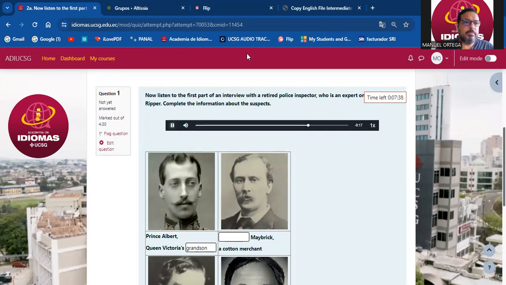Grandson, the artist Walter Sickert, and a Liverpool cotton merchant called James Maybrick. And recently we've heard about another possible suspect, a German sailor called Karl Feigenbaum.